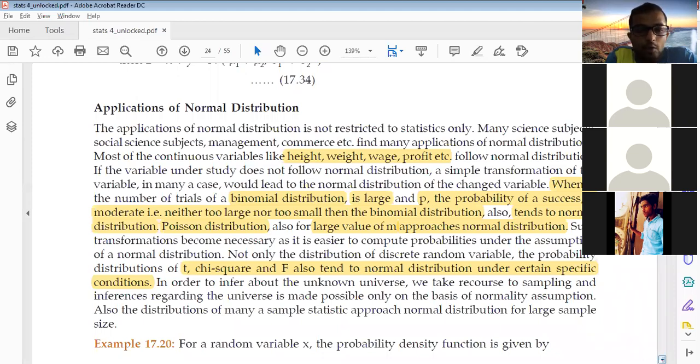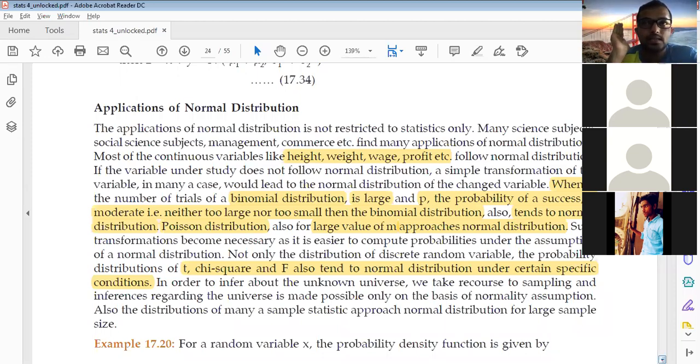0.8 sigma, sir. How much will it be in standard normal? 0.8 into 1, so it is 0.8. What about quartile deviation in standard normal? How will it be? Sir, the quartiles will be minus 0.675 and plus 0.675.